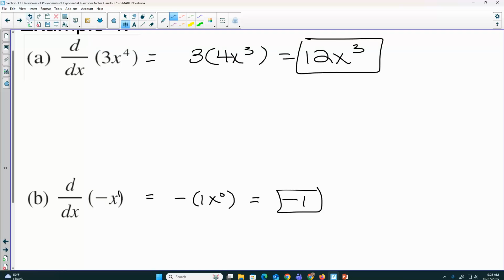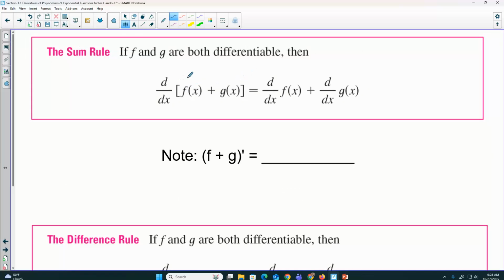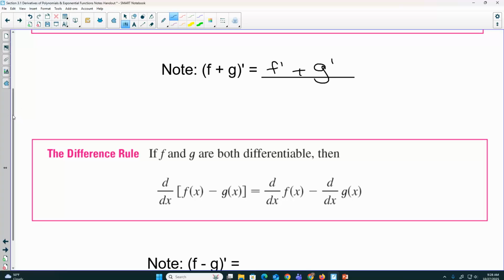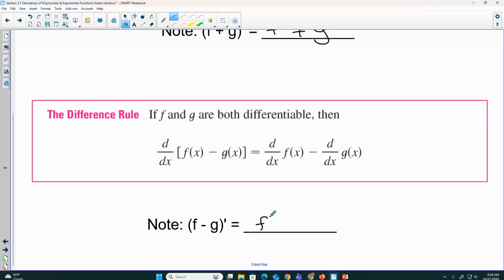The second rule. As long as both of your functions are differentiable, you can do the derivative of each individually and add them together. So if you have functions being added, you can just add their derivatives. If things are being subtracted, we can just subtract their derivatives. That means if we have multiple terms, we just do the derivative of each term and keep our plus and minus signs the same. Do you guys want me to prove that one? You don't feel the need?